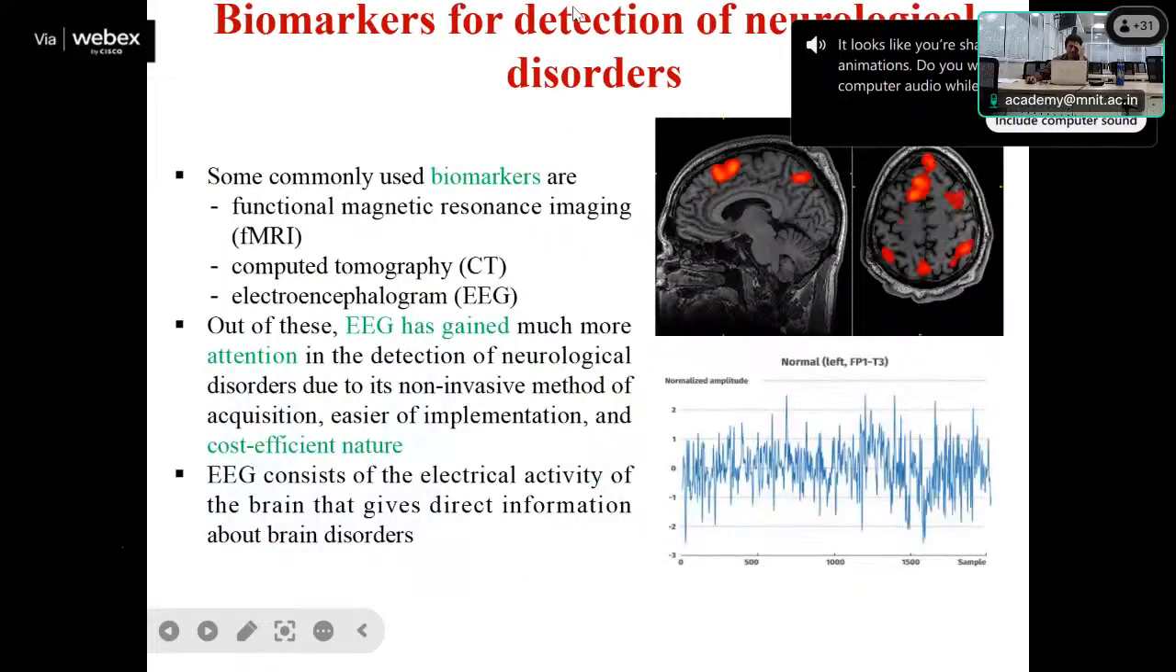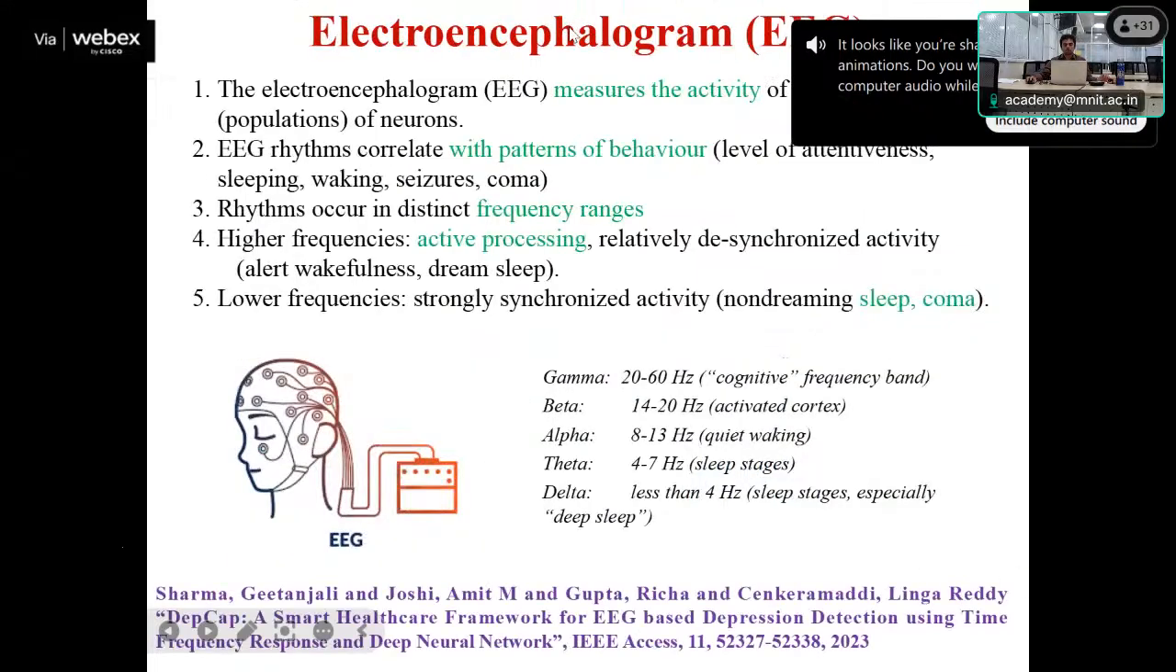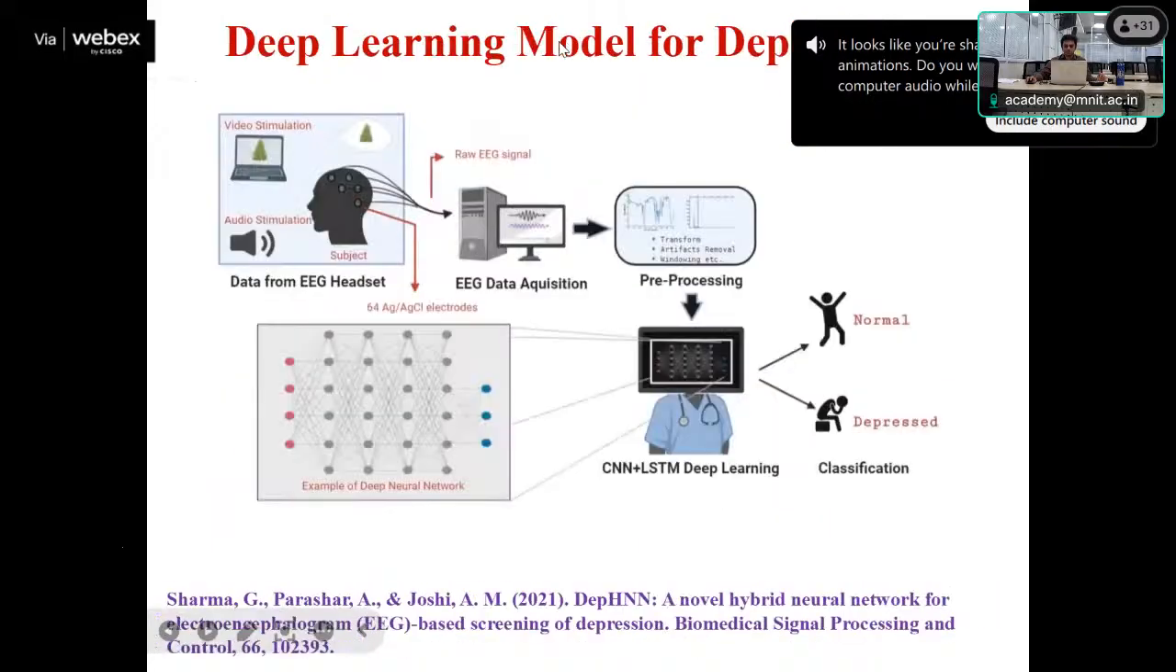There are different biomarkers. People go for a CT scan, people use MRI images, but we observe that EEG is the best biomarker. Through EEG, you can identify any kind of neurological disorder. Depression is one of them. Even epilepsy and schizophrenia we have identified with the help of the EEG signal. EEG we have already discussed, so I am skipping it.